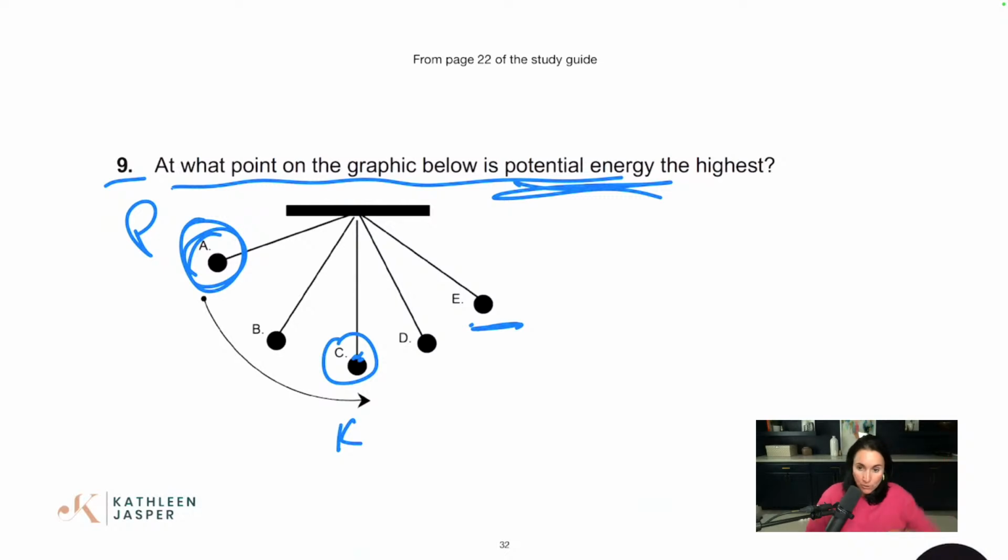So it's going potential, kinetic, potential, kinetic, potential, kinetic. See what I'm saying here? So when kinetic is high, potential is low. When potential is high, kinetic is low. Same with, like, if it was on a hill.